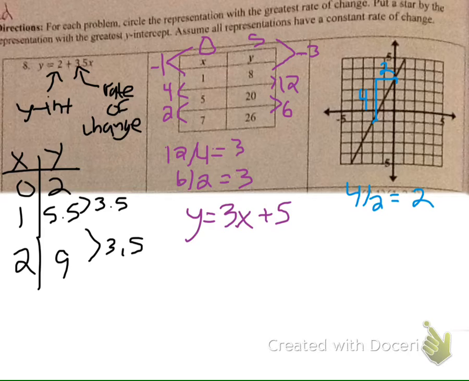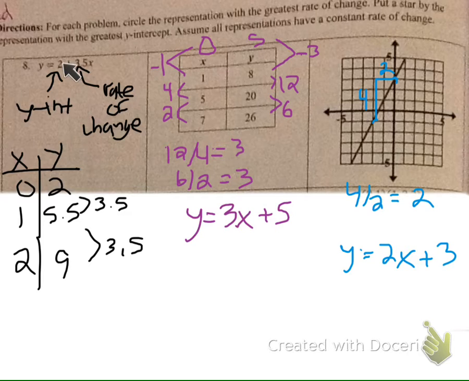Okay, so that gives me my rate of change, which is 2. And then my y-intercept I can see on my graph, which is right here where my line crosses the y-axis at 3. So the equation is y equals 2x plus 3.